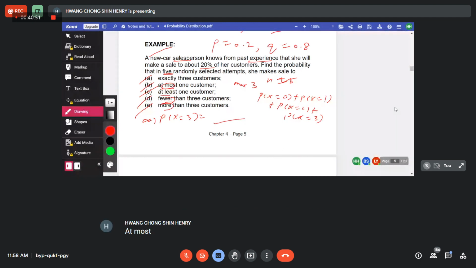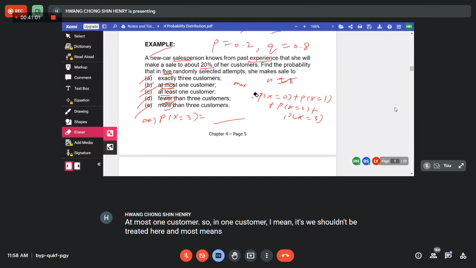At most 1 customer. Sorry, 1 customer. I read only here. We shouldn't be 3 here. At most means maximum 1.